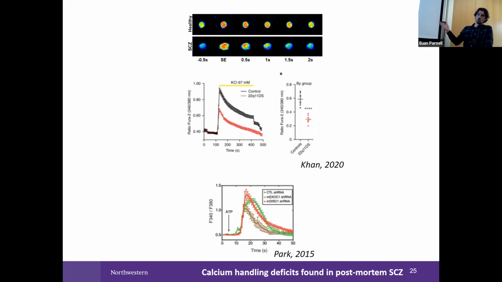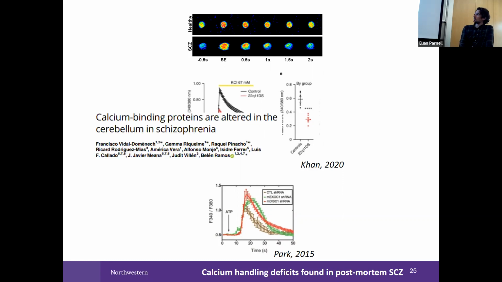And when you introduce disrupted in schizophrenia 1, another really robust genetic risk factor for schizophrenia, you see similar changes in the depolarization following. This is in a heterologous cell, but it seems that this one and 22q have strong changes in calcium signaling. It might be a contributing factor to schizophrenia. So we can't do calcium imaging in patients, but a lot of people have looked at the transcriptomics, similar to what we did, but in postmortem schizophrenia samples, and they find that calcium ion binding proteins are really strongly deregulated, supporting our data.